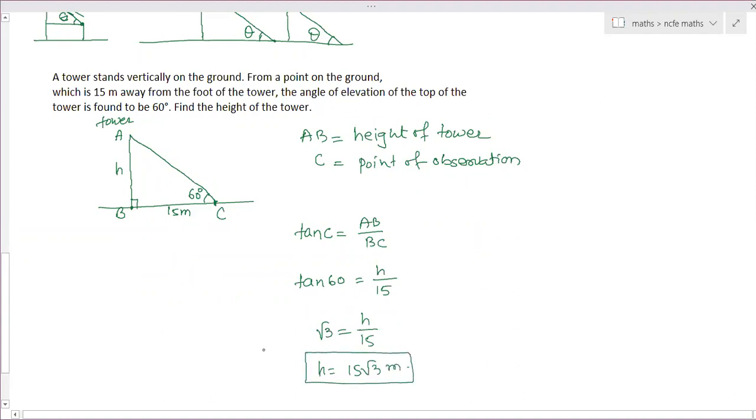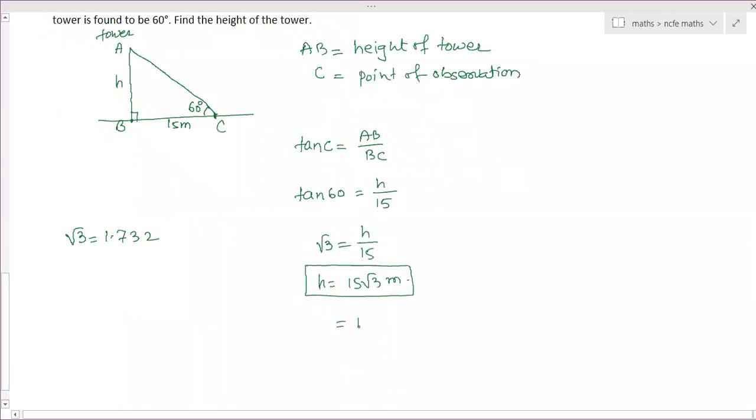If the value of root 3 is given in the question, you have to substitute and find the decimal answer. If it is not given, we are not supposed to substitute. The value of root 3 is 1.732. So if it is given, we substitute 15 into 1.732. Whatever value is given in the question, we have to use that. 15 times 1.732 is 25.980 meters, the height of the tower.